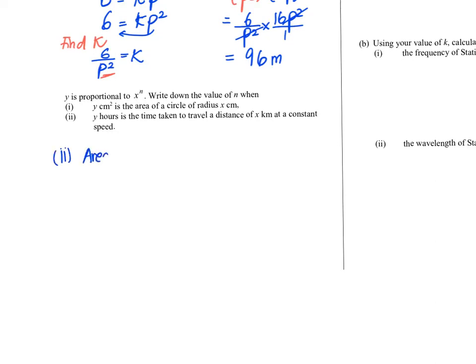Area is given by the area of a circle with radius x cm, so pi r squared. So now they tell me that the area is y, so y cm squared, and pi is a constant, it's just k, and then the radius is now x, so x squared. So compare this to y is directly proportional to x to the power of n, right? y equals kx to the power of n. So k is the constant, and therefore n will be the number 2.